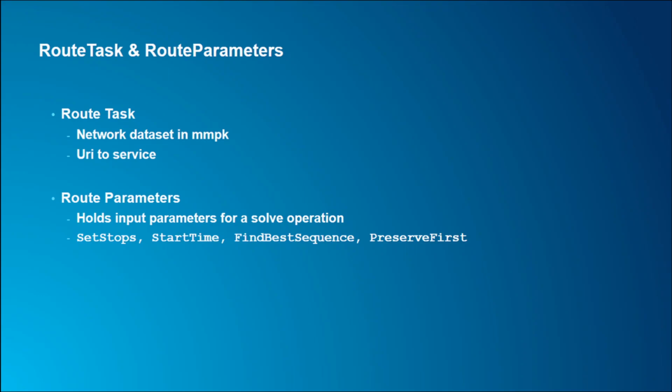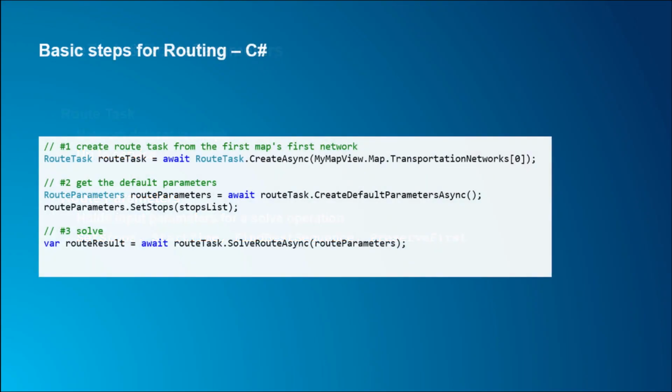You always need at least 2 stops to do a routing, but you also have some other values that you can set on the route parameters, like if you have a start time. If you want to optimize the stops, you can set the find best sequence. You can preserve first and last. So these are all properties of the route parameters.